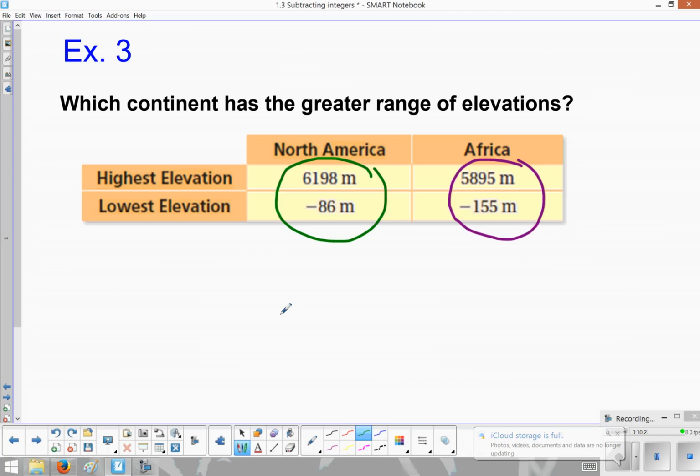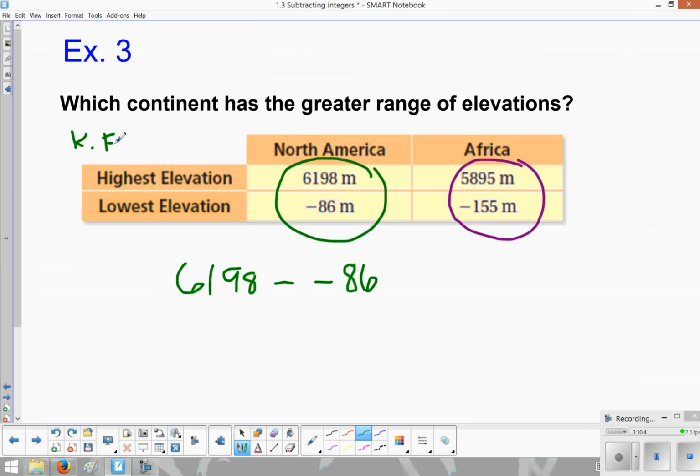So I'm going to go ahead and set up North America by writing down 6,198. And what we're going to do is find the difference. And the difference means to subtract. So this is a subtracting lesson. So we're going to put 6,198 subtract a negative 86. And then we're going to go ahead and solve that by doing KFC. I'll remind you up here, KFC.